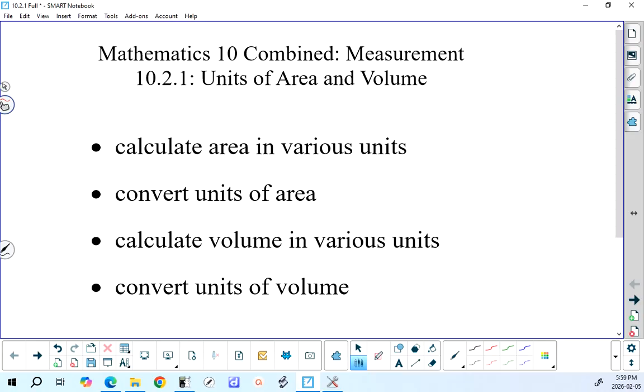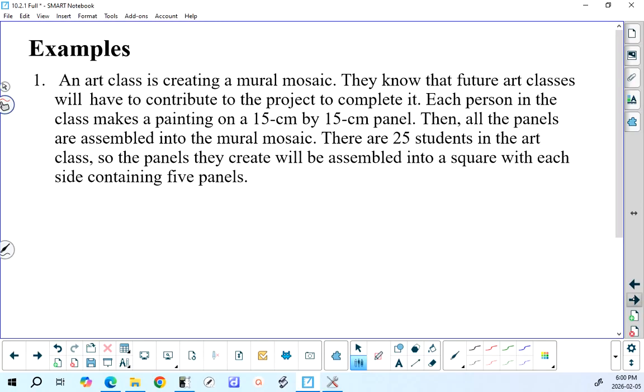You will need your formula sheet today as well as a calculator. This lesson is all about examples. There are no notes, there are no warm-ups. We just dive right in.